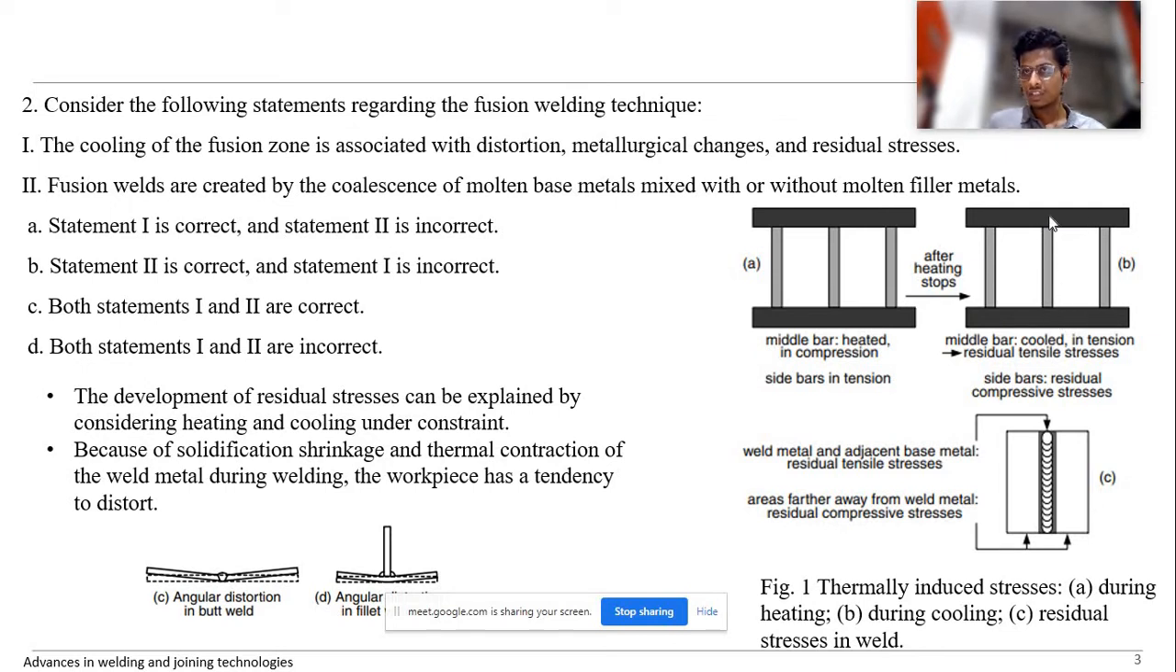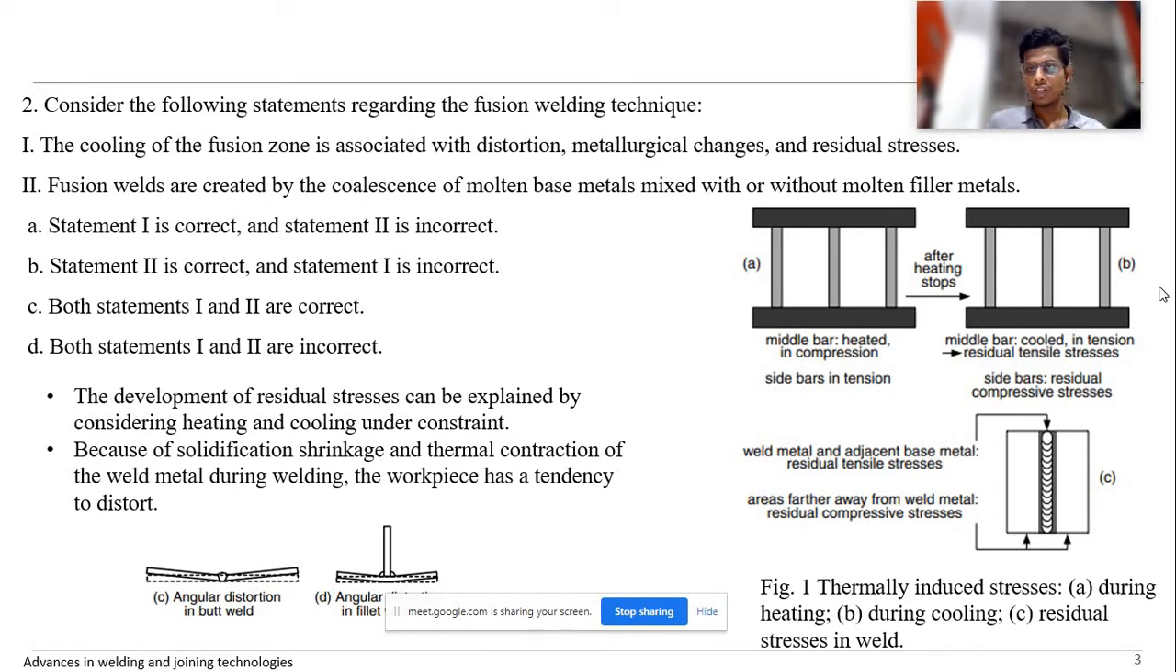So what happens, there will be reverse, opposite forces. Tensile stresses will be generated in this component, and reciprocal to that there will be compressive stresses generated in this. So during cooling, in the middle bar there will be tensile residual stresses, and in the side bars there will be residual compressive stresses generated. So this is fine with the 3-bar alignment.